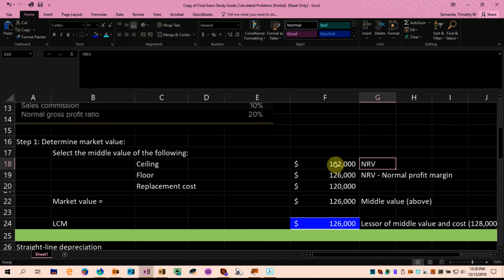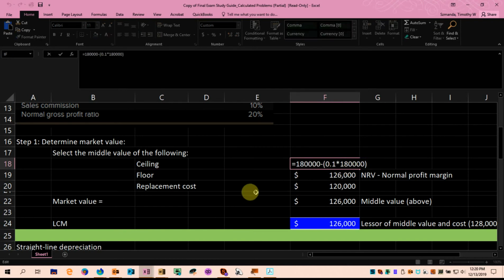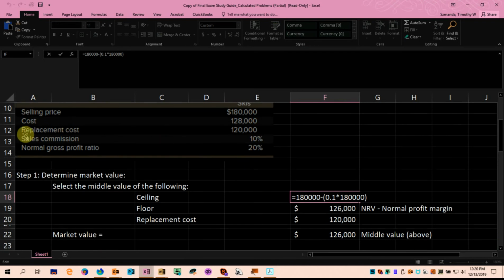And you might recall that the calculation of this net realizable value will be the selling price of $180,000 minus 10% of $180,000, which is the sales commission. So take the sales and then deduct the commission on the sales, 10% of $180,000. And it'll give you $162,000.